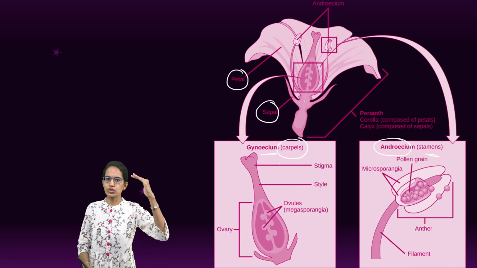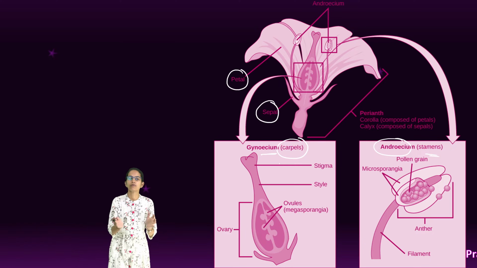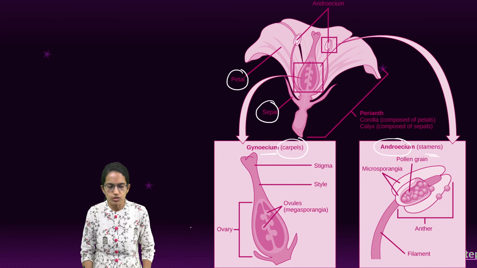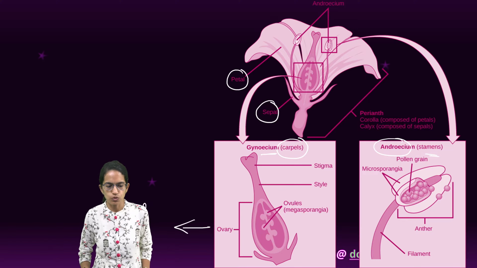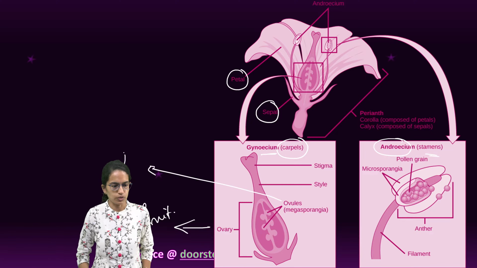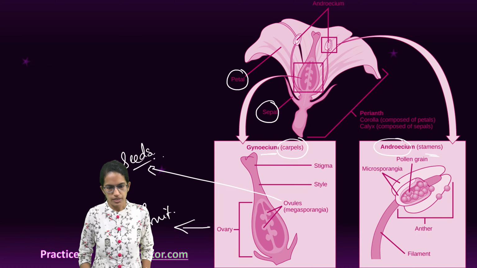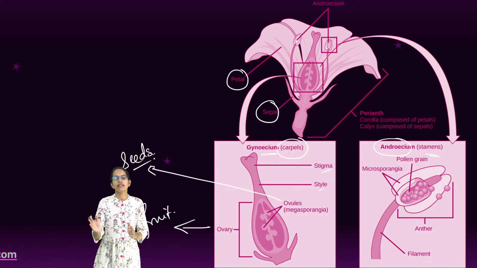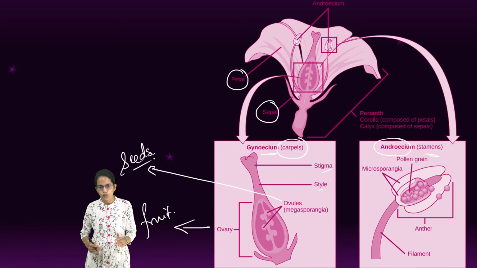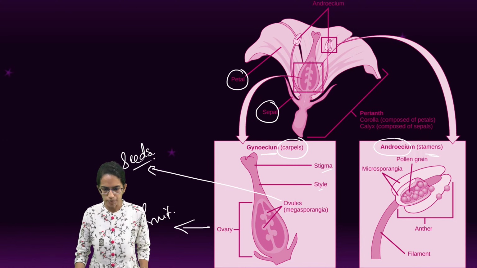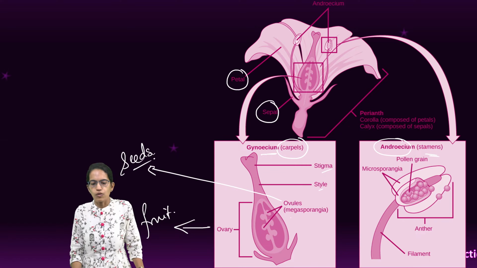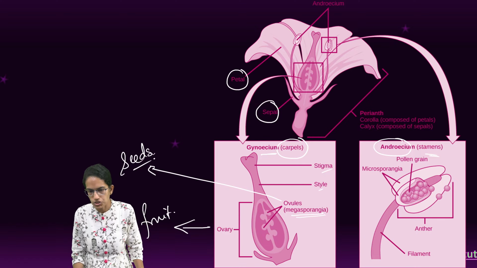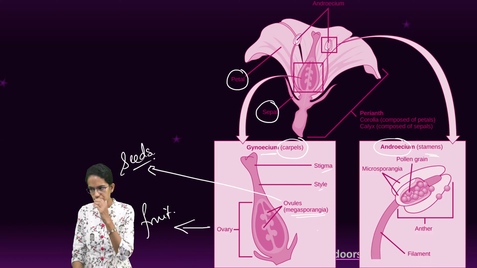carpel, includes 3 segments. The lowermost is the ovary. Now this ovary turns into fruit in the later stage. Ovules turn into seed, and then it is the style and the stigma. So together the style, stigma and ovary constitute the carpel. Now ovules are also known as megasporangia. So that's another term we use for it.